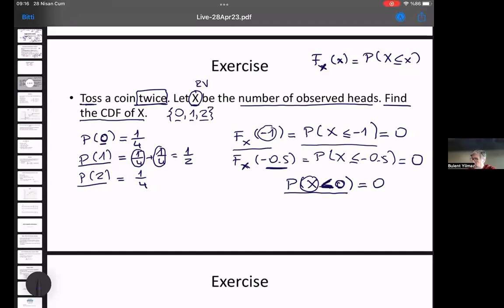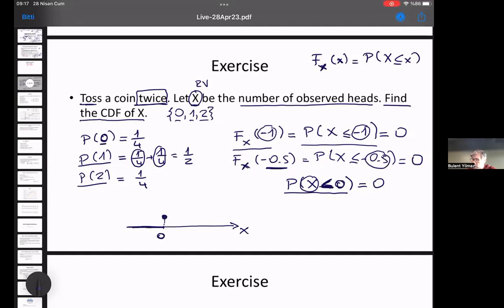So how can you come up with a CDF? I'm going to write, this is my x value, okay? X values are these ones. So before 0, it is 0. At 0, it is 1/4.